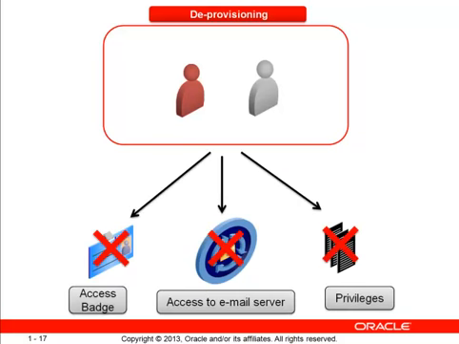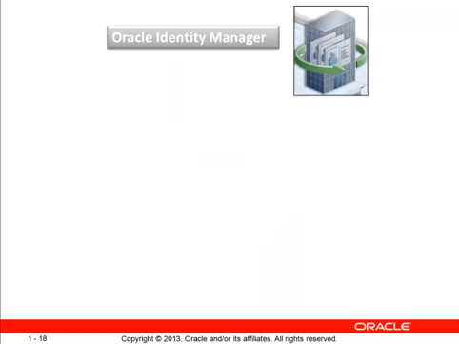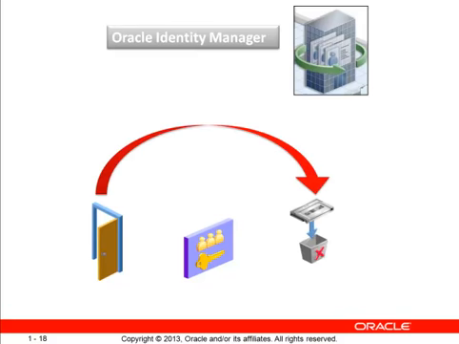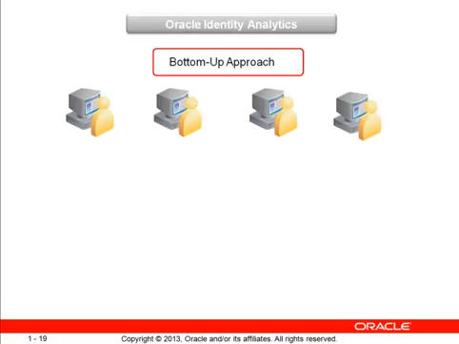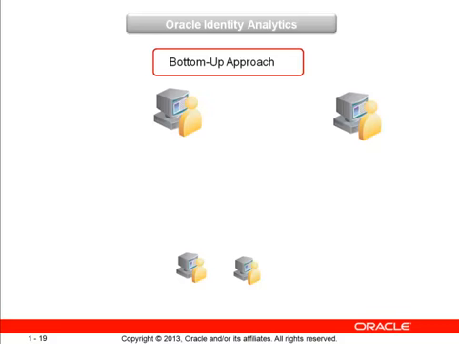To perform all these tasks efficiently at enterprise level, we have Oracle Identity Manager that takes care of the entire user identity lifecycle from initial onboarding to final deprovisioning of an identity. Another Oracle product that implements bottom-up approach strategy of role management, which we saw earlier, is Oracle Identity Analytics.